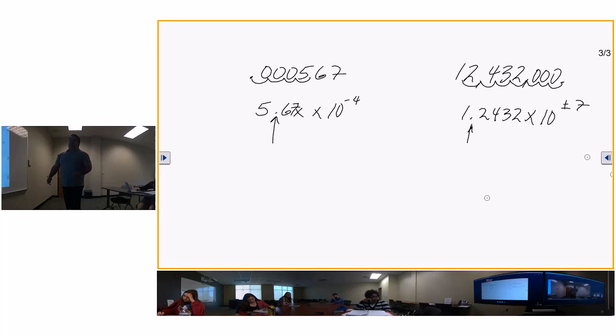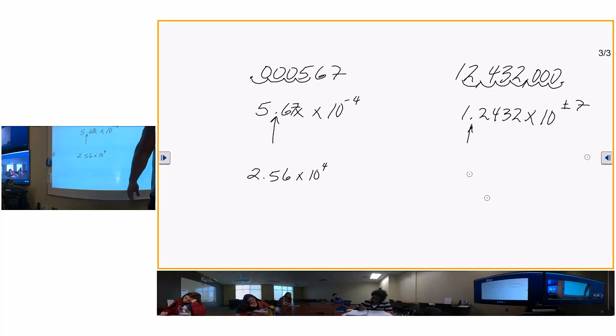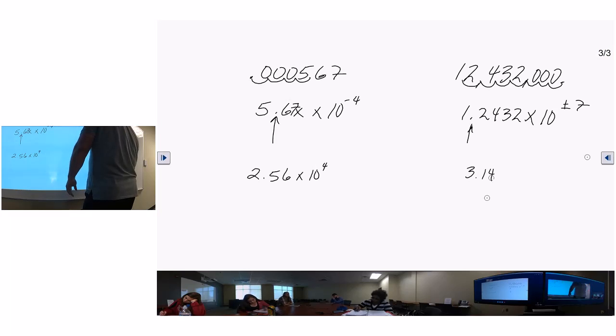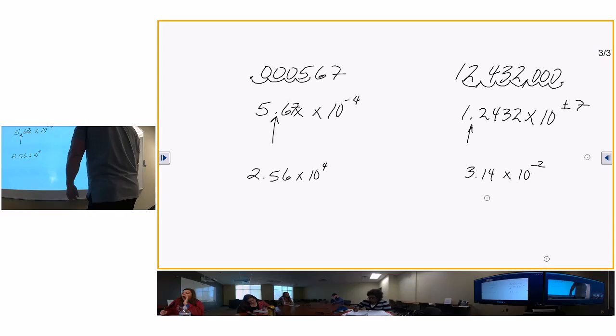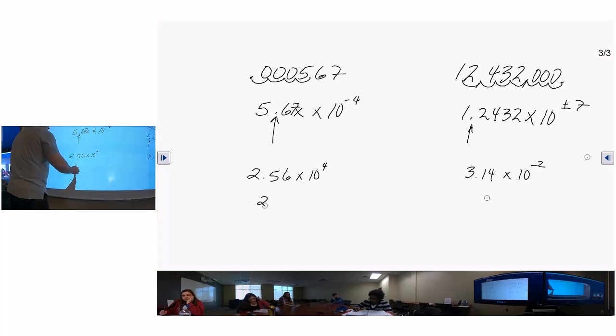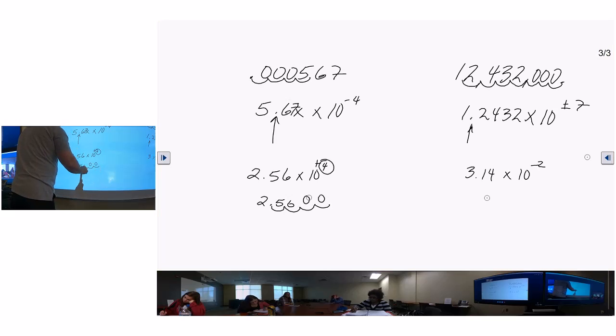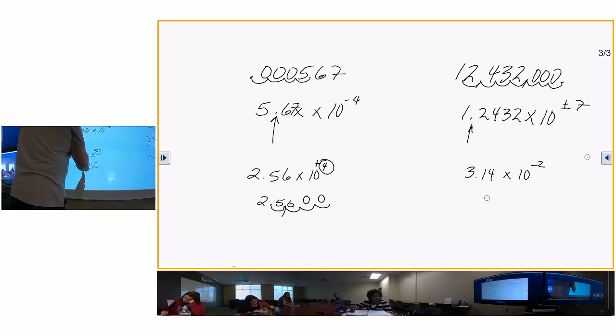And I can give you one like this, and you'll get it right. 2.56 times 10 to the 4th. And 3.14 times 10 to the negative 2. Well, what do you do here? You rewrite 2.56 and you move 4 places to the what? It's positive, so that means right. 1, 2, 3, 4. So that's 25,600.